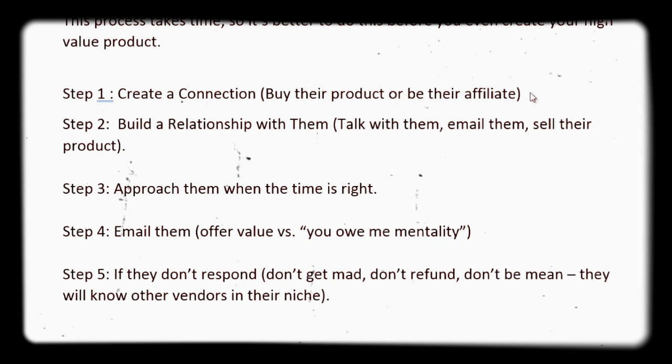Step 1 is to create a connection. Now, how do you do that? Well, there are several different ways to do that. The first way is, of course, to buy their product. In this case, if we're going to do something on weight loss, specifically related to foods, then we want to find all the vendors that are not directly related to weight loss foods, but maybe they offer things like weight loss exercises, things that are not directly in competition, so they would more likely say yes. You can buy their product, or you can be their affiliate and promote their product, which we'll talk more about in the next video.